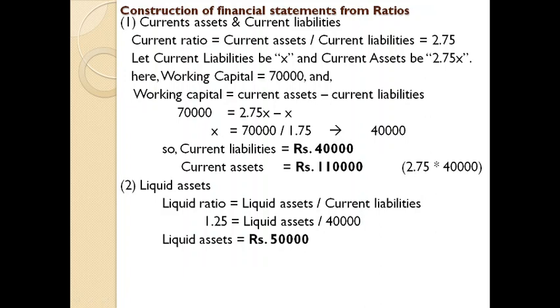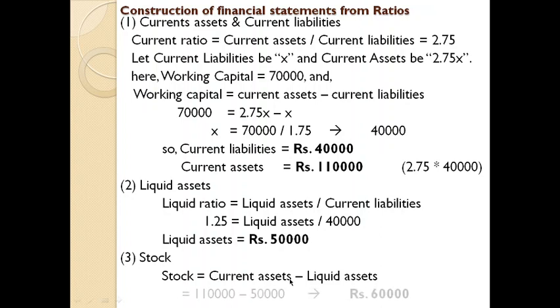So whenever you come across this type of question, first you need to find current assets and current liability, then go for liquid assets. We went for liquid assets because in the question liquid ratio is given. Now we have current assets and liquid assets. If we adjust liquid assets with current assets, you will get stock. So next item, stock. Stock means current assets minus liquid assets. You will get 60,000. This is how you need to find various items that come under different heads. So from current assets, you found liquid assets 50,000 and stock is 60,000.